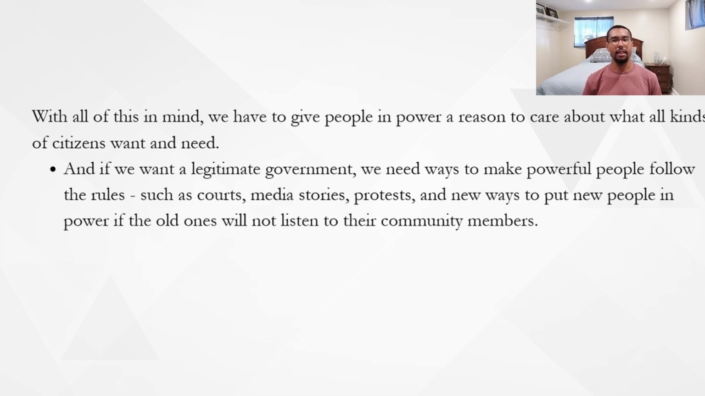And if we want a legitimate government, we need ways to make powerful people follow the rules, such as courts, media stories, protests, and new ways to put new people in power if the old ones will not listen to their community members. Again, as citizens, it is truly up to us to keep reminding our government officials that they are there to serve the public. As much as we would like to think all government officials are there to serve everyone, we cannot take our eye off them. We have to keep holding them accountable.